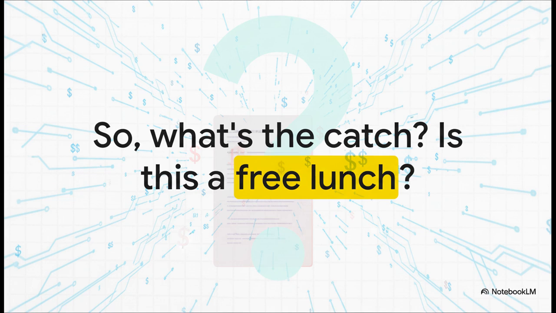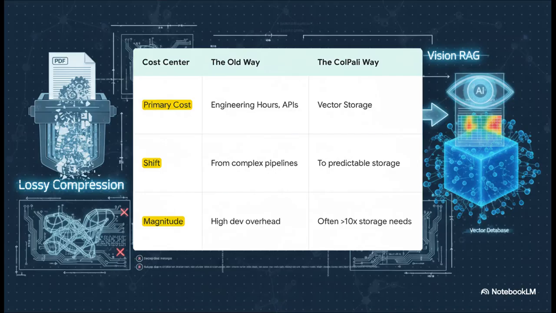1,024 vectors for every single page. That sounds computationally expensive. And you know what? It is. This is definitely not a free lunch. But here's the really interesting part. It's not just a higher cost, it's a cost shift. You're trading one set of problems for another. You kill the unpredictable, frustrating engineering hours you spend fixing brittle OCR pipelines. In exchange, you get a much larger but very predictable vector database storage bill. So the strategic question is, where do you want to spend your budget? On developer headaches or on storage?